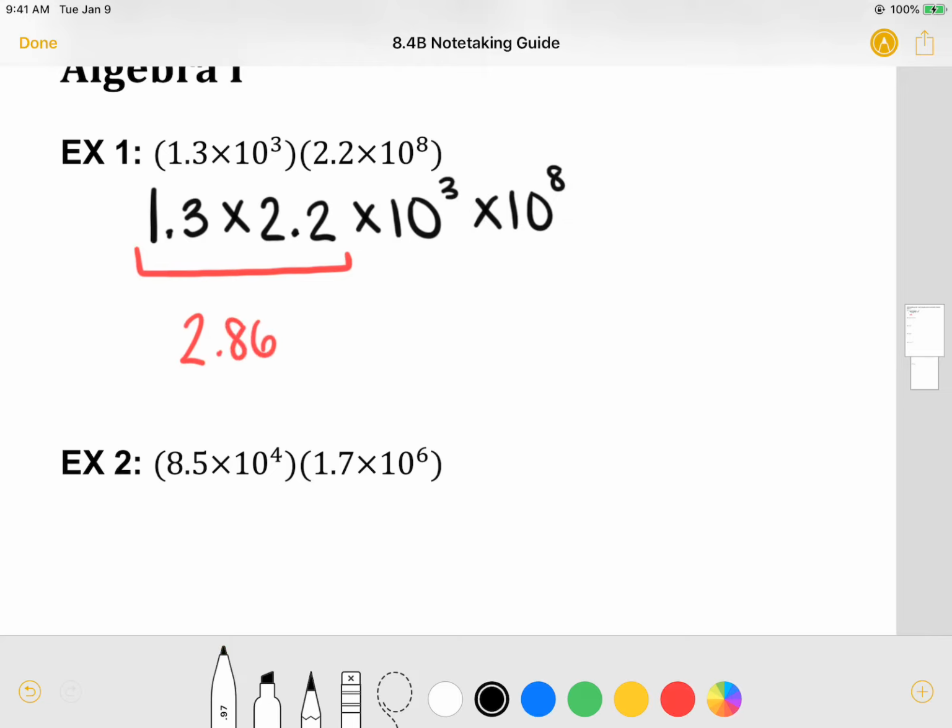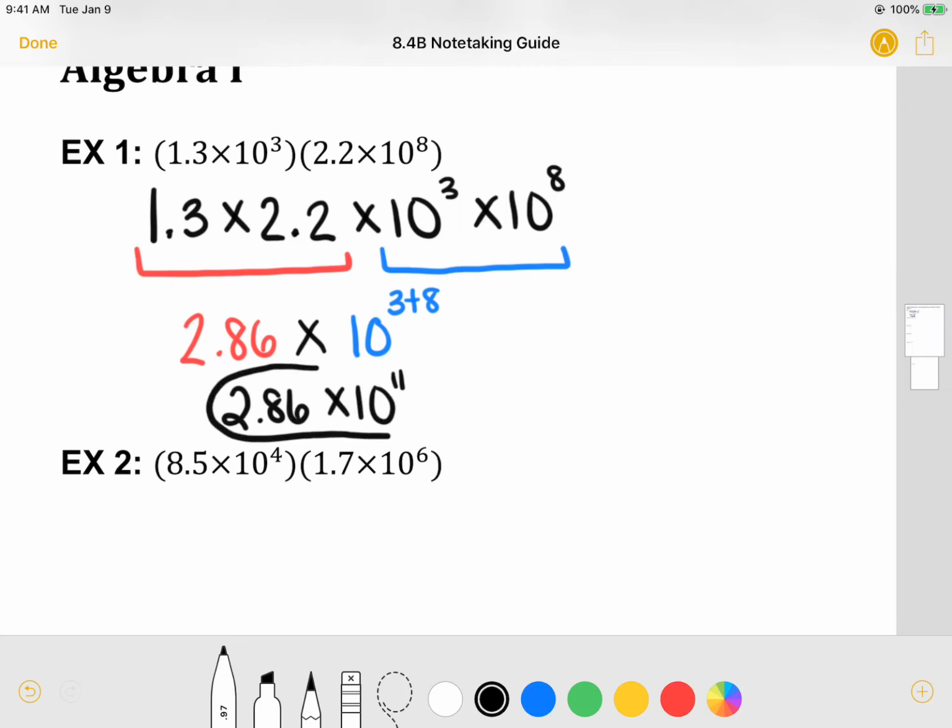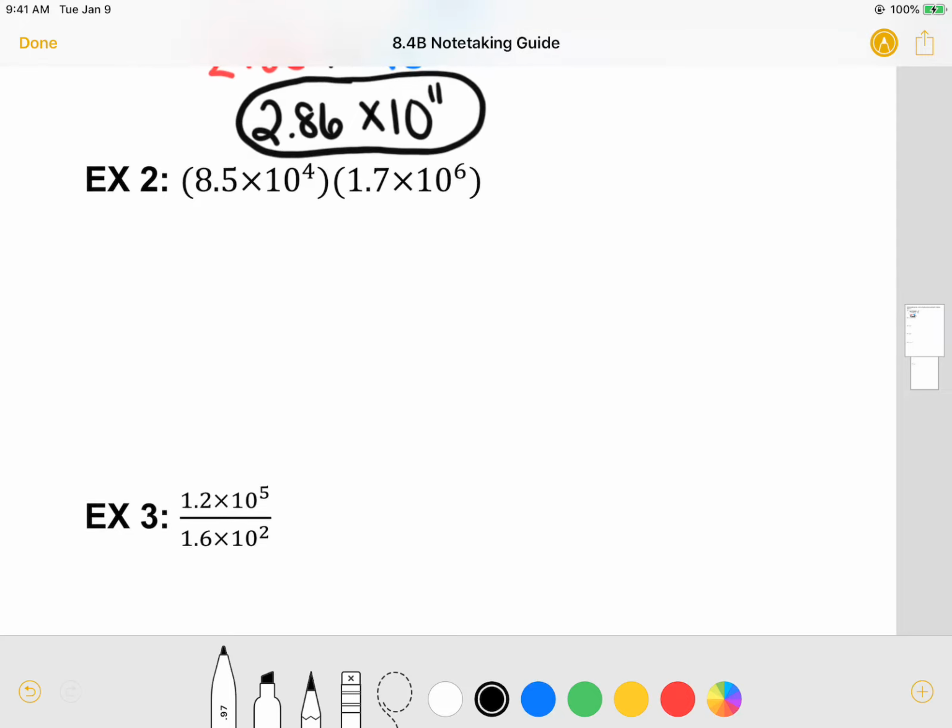What you should get is 2.86. Then we're going to use our properties of exponents: if we have the same base, that means we add our exponents together. So we rewrite as 10 to the 3 plus 8. That means our final answer is 2.86 times 10 to the 11th power. Now our answer matches our problem, which was in scientific notation, so our answer is now in scientific notation. Okay, let's try example number 2.